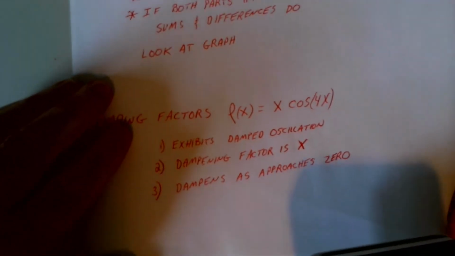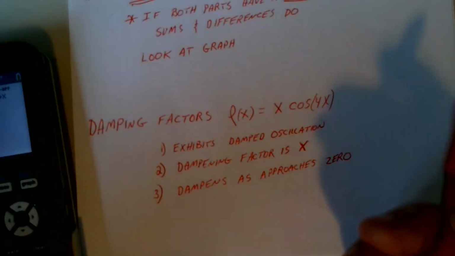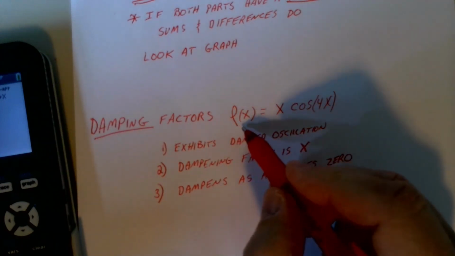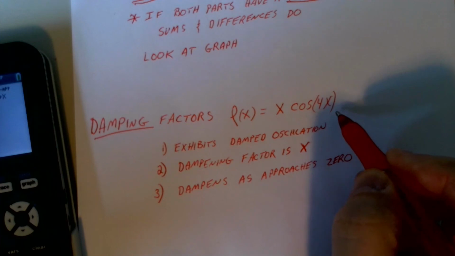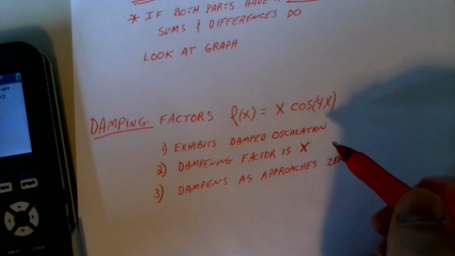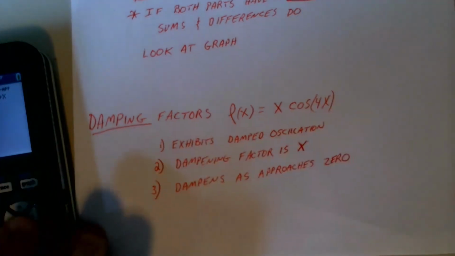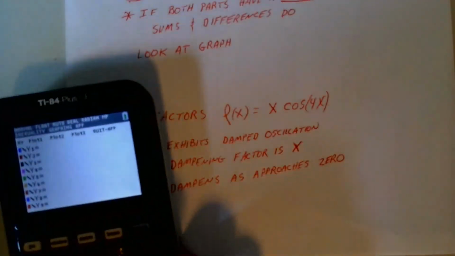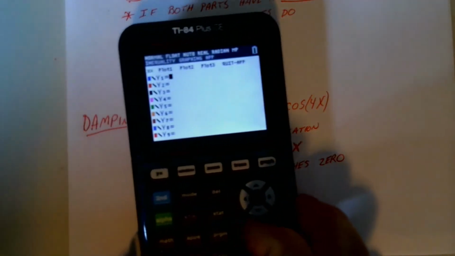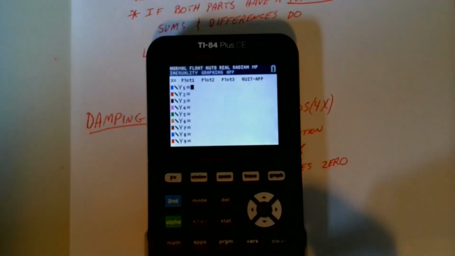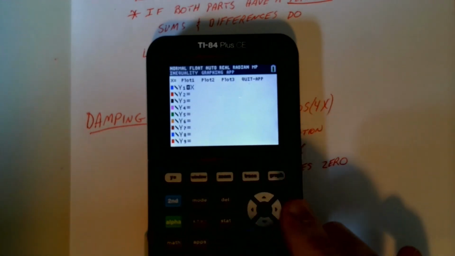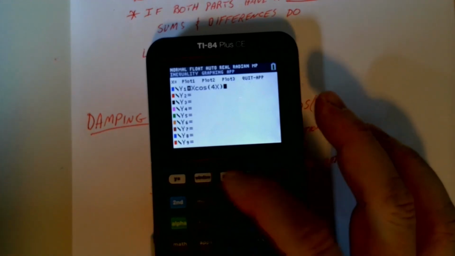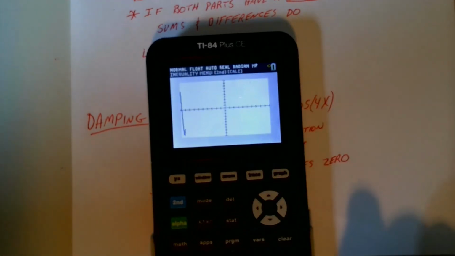Okay, so what happens on these last things? We're going to talk about something called damping factors. So if a function f of x equals x cosine 4x, we're going to look at the graph first before I talk about that. So let's go ahead and look at the graph. So we've got x cosine 4x. And this is going to look weird, but let's go ahead and hit the graph.